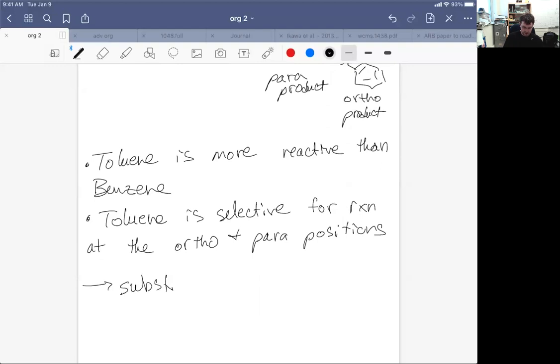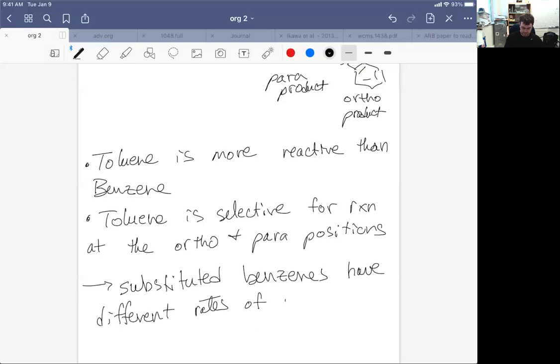So the big takeaway I want you to gather at this point is that substituted benzenes have different rates of reaction with our electrophiles, and they don't have to be super electrophiles in some cases. As we saw, we were able to react with Br2. That's sort of a normal electrophile. We didn't have to activate it with the catalyst.